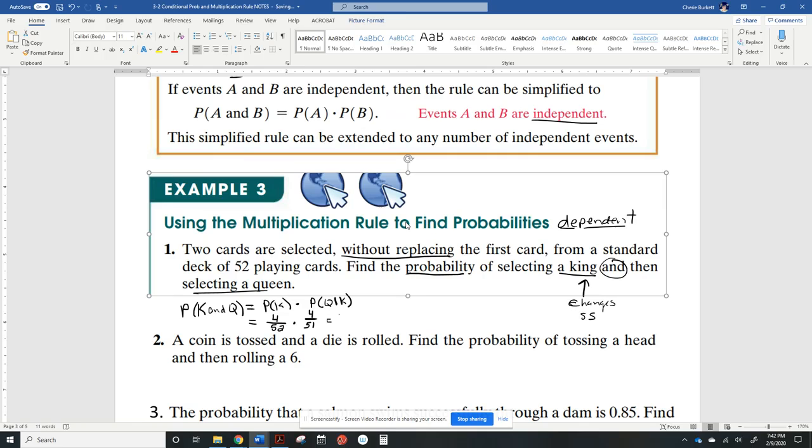And when you use a calculator, you get 4. It's going to reduce it for you. 4 over 663. And that's going to reduce down to 0.006, which is going to be about 6%.